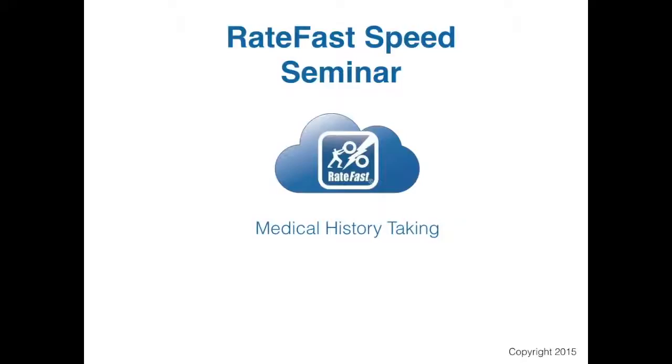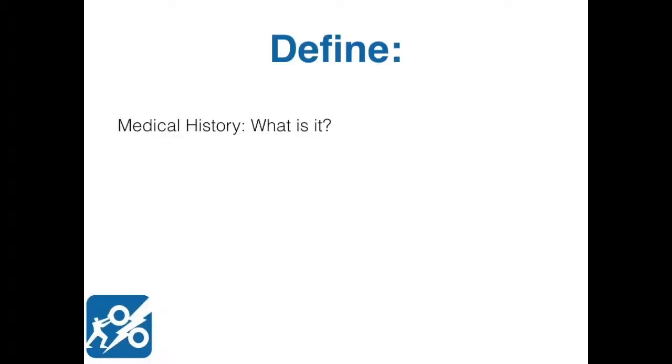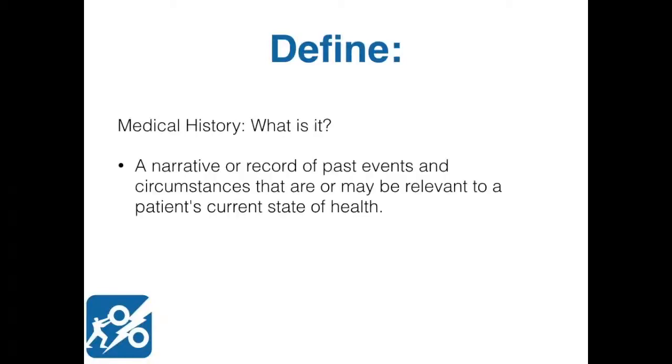First of all, let's talk about what a medical history is. A medical history is a synopsis of how someone was hurt or injured given the past circumstances of their injury or illness and how it has contributed or led the injured worker to their present state of health.